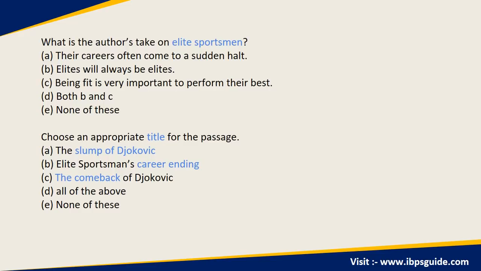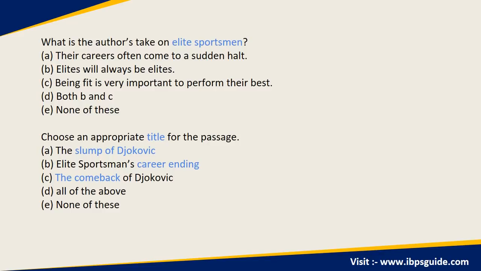Next question is, choose an appropriate title for the passage. A, the slump of Djokovic. B, elite sportsman's career ending. Now option B we can rule out because his career did not end. He won. C, the comeback of Djokovic. D, all of the above. Okay, we can eliminate D as well because B is eliminated. Okay, so it's between A and C.